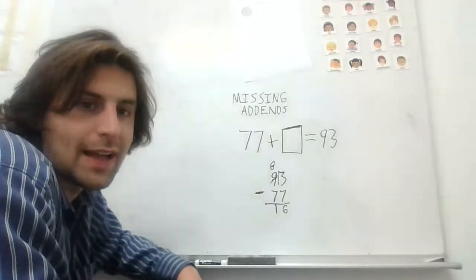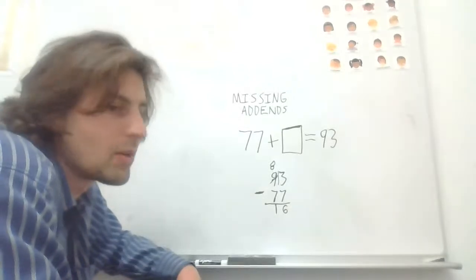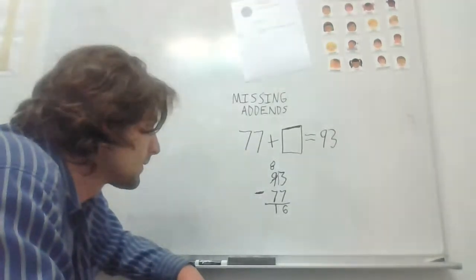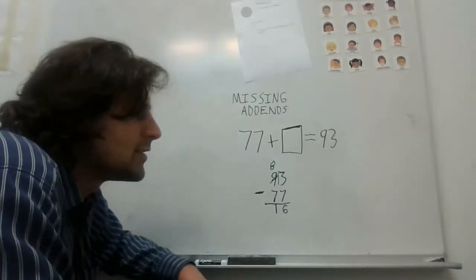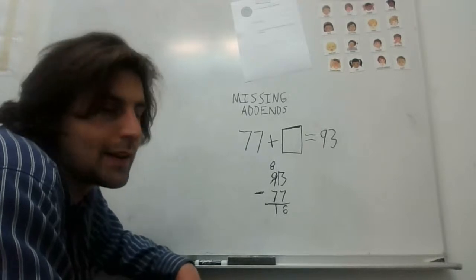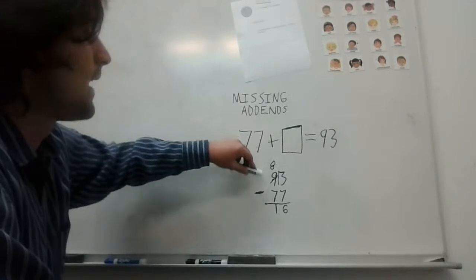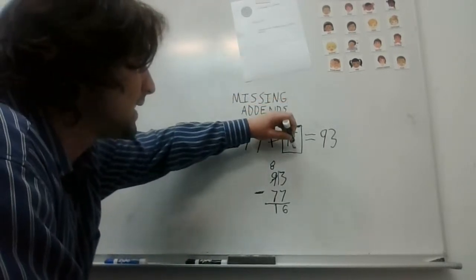Don't get discouraged if you got that wrong. I know a lot of really smart students that have a hard time with regrouping. Regrouping makes it a lot more challenging. I know students that can solve 4 and 5 digit subtraction problems, but as soon as regrouping gets thrown into the mix, it messes them up. But 93 minus 77 is 16, so the missing addend is 16.